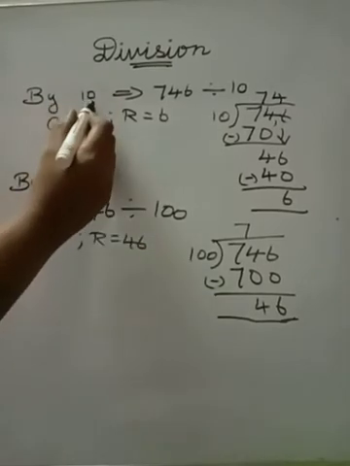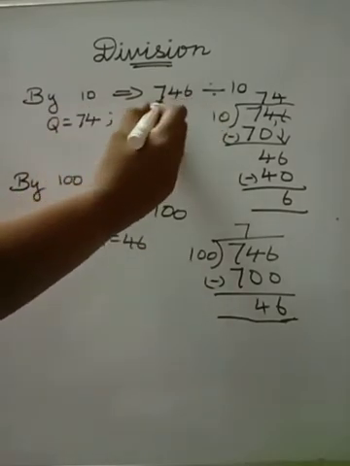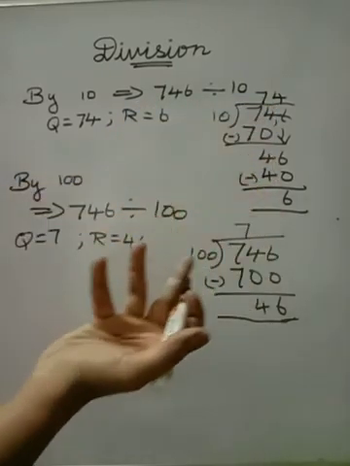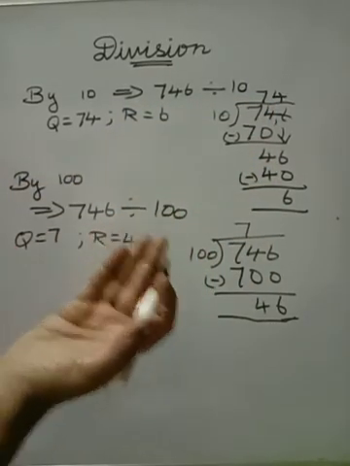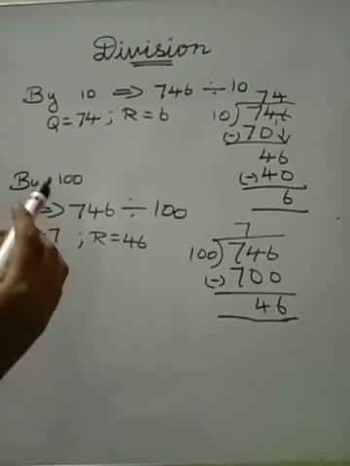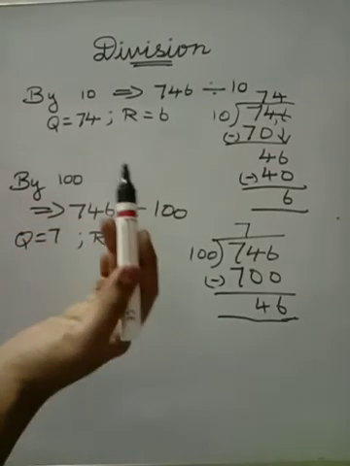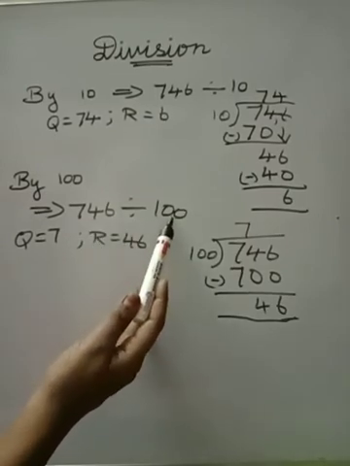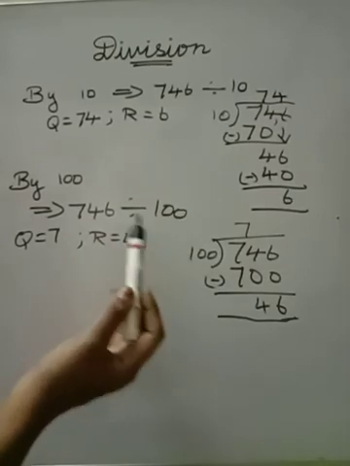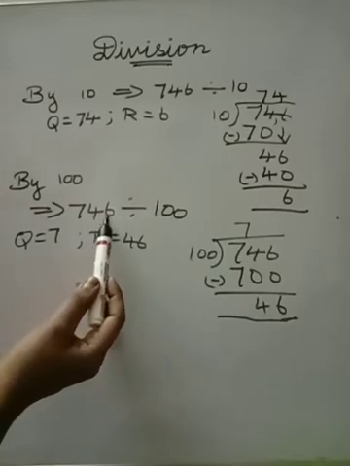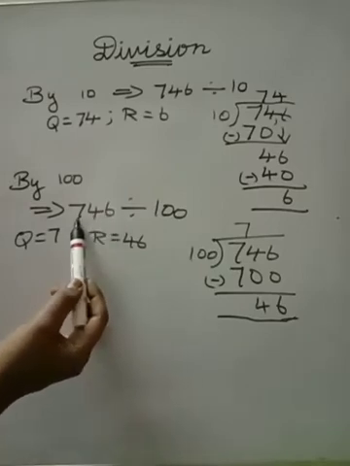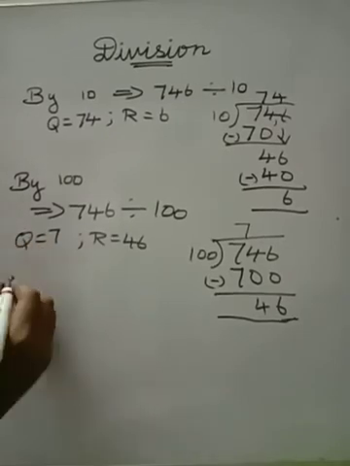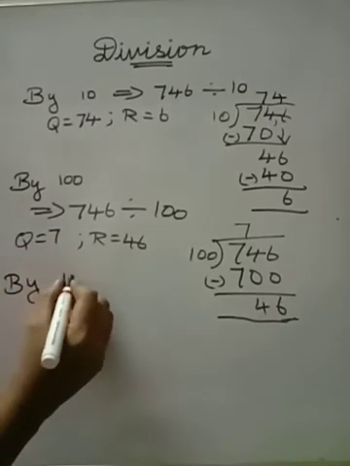So here only one 0, the last number is the remainder and the remaining is the quotient. There is no need to divide at all. If 10, 100 or 1000 comes, it is very easy to write the numbers. And for 100, see how many zeros you have: 2 zeros. So the last 2 digits will be the remainder, and the remaining number will be the quotient.